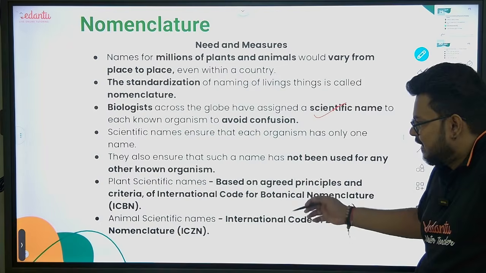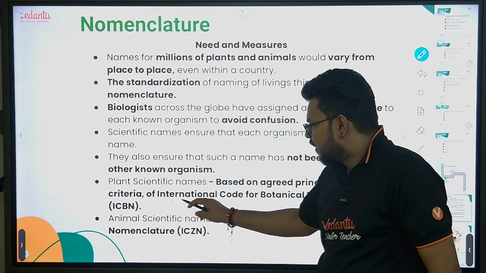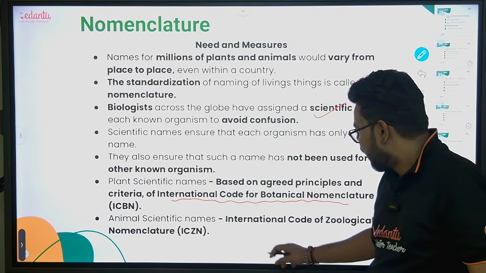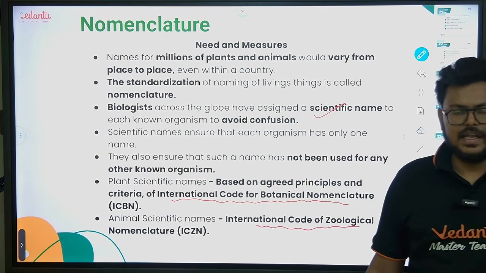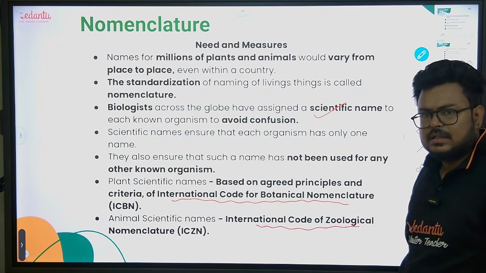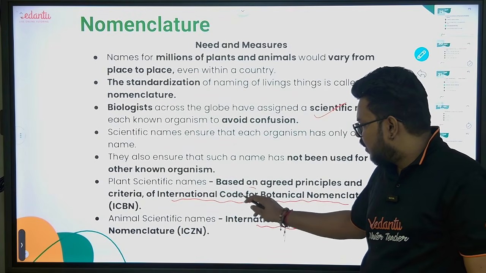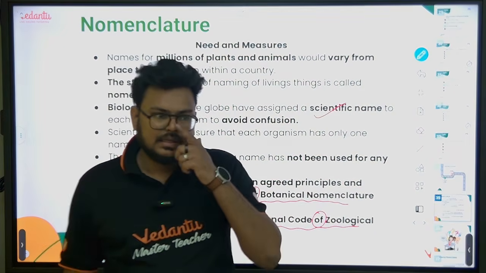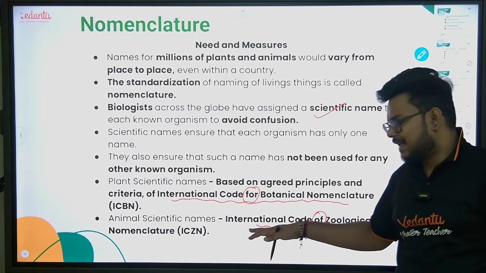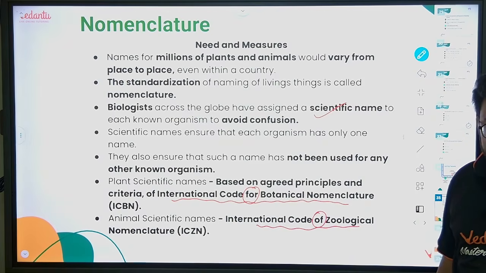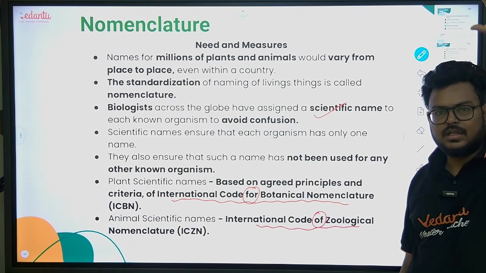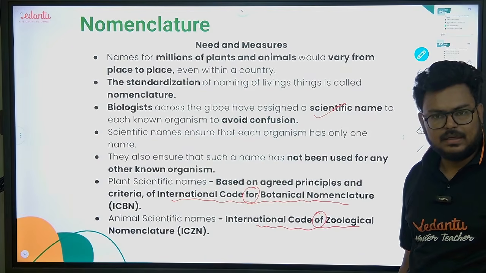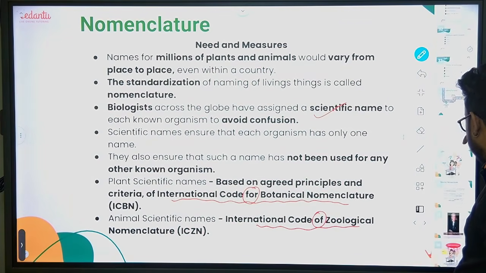Okay, what are the basic things? First of all, if you talk about organization, the International Code for Botanical Nomenclature gives names for plants. The International Code of Zoological Nomenclature gives names for animals. A very small thing we sometimes ignore. So when they ask to expand ICBN, we have to select Botanical. When they ask to expand ICZN, we have to select Zoological, right? Because sometimes they will give International Code for Zoological Nomenclature and International Code of Zoological Nomenclature, and multiple options. So as per NCERT, we will go with International Code of Zoological Nomenclature. Got it?